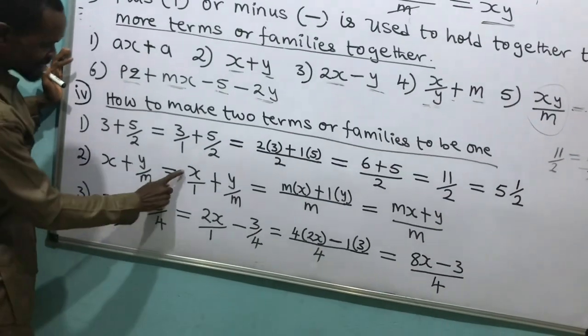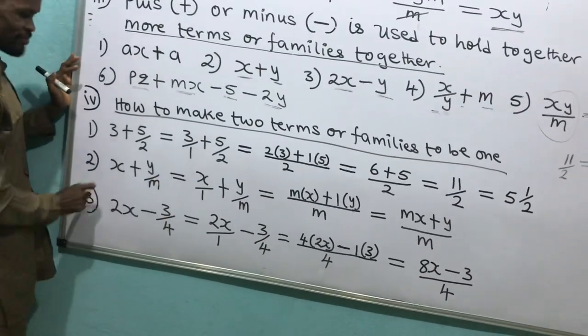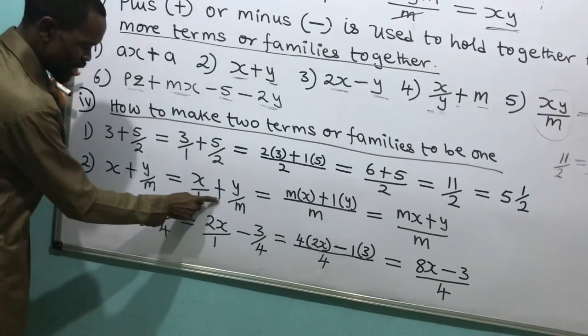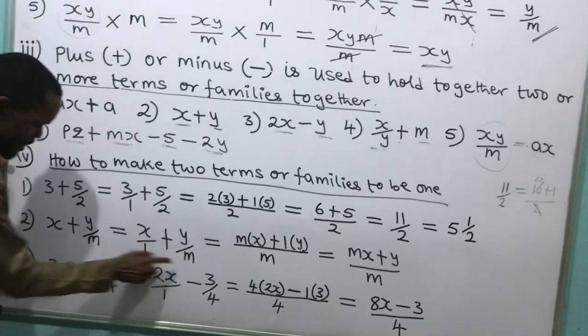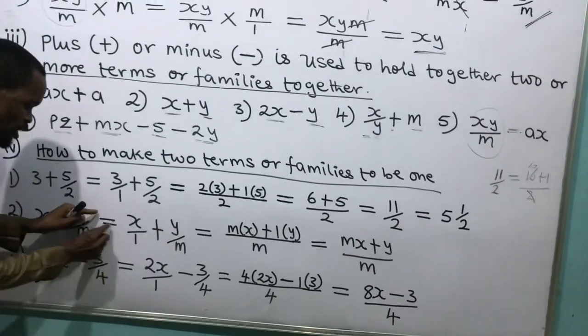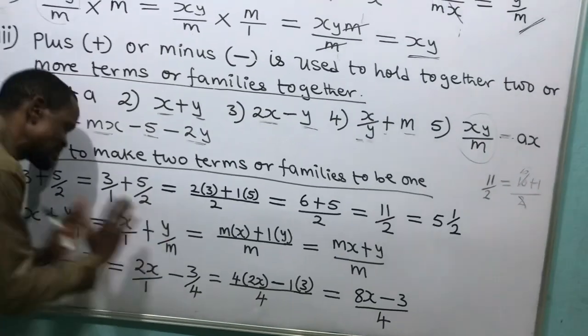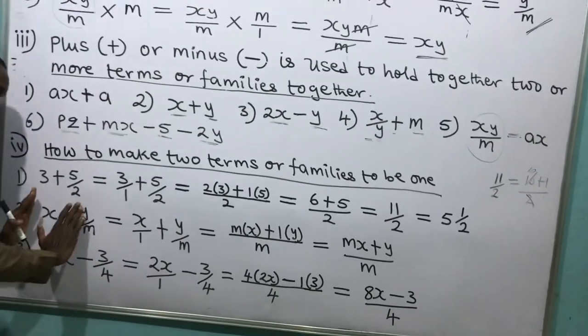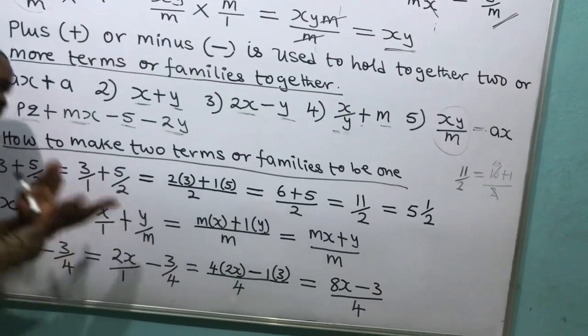I want to make it to the 1 family. This thing I write here is same thing as what? X over 1 plus, look at the plus, y over m. This thing is same thing as this. This equal to mean that this is same thing as this. That's what I mean by equal to. Equal to mean this thing I write here is same thing as what I did here.